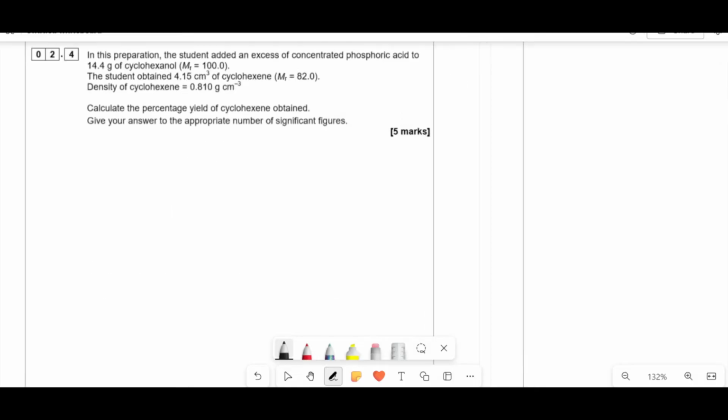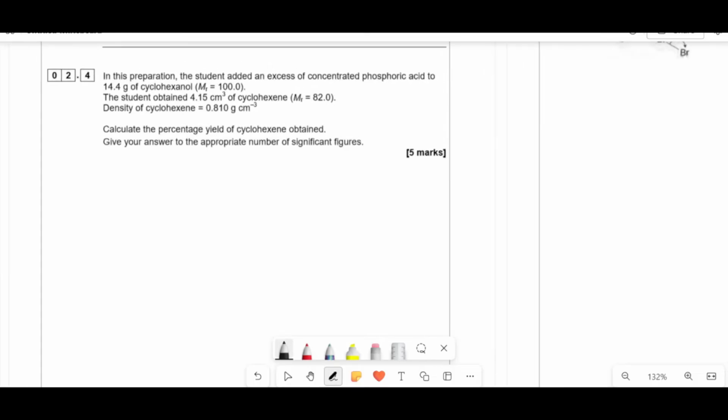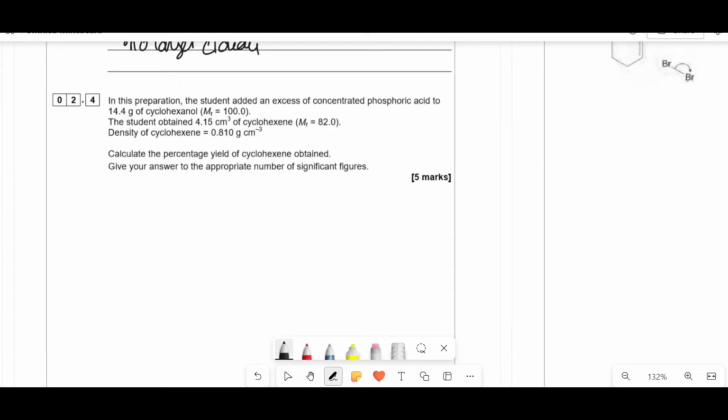So in this preparation, the student added an excess of concentrated phosphoric acid to this many grams of cyclohexanol. The student obtained this much cyclohexene, and the density is that. Calculate the percentage yield of cyclohexene obtained and give your answer to appropriate number of significant figures. So any question where you're about to do anything to do with moles or anything, you must write an equation even if they don't give you one. Not like a fancy one, just literally the things that you care about and what ratios they work in. Otherwise, what are you doing? What's the point? You're just going to do random stuff and then fumble.